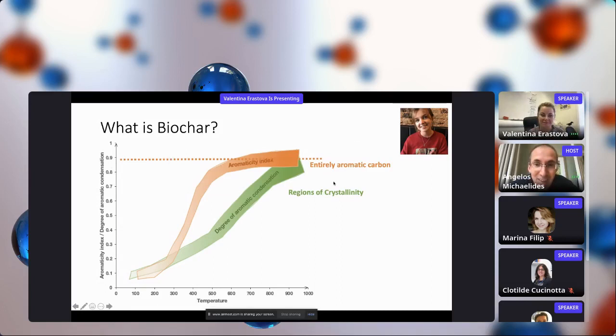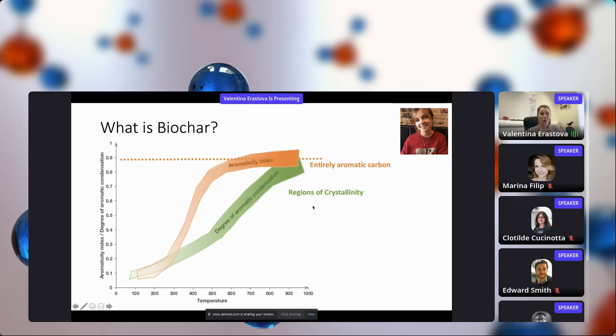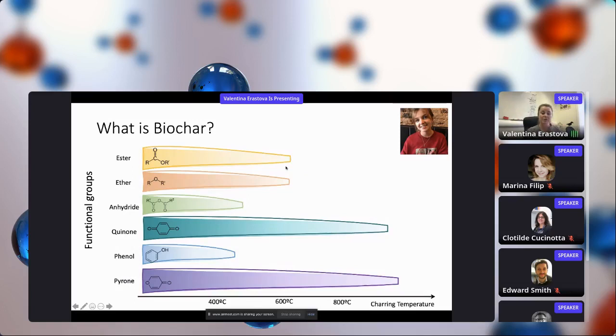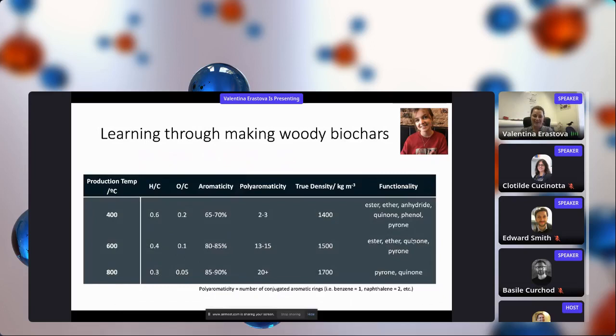So it's sitting here, and then the degree of aromatic condensation, so how many rings are together, is giving us this band. Then we're also looking at what the functional groups are and how they change with temperature. Of course, we're burning some organic material to produce something else. And this is how they deplete with temperature, and what the likely groups are at a given stage. Okay, so this is all collective knowledge coming from various experimental techniques.